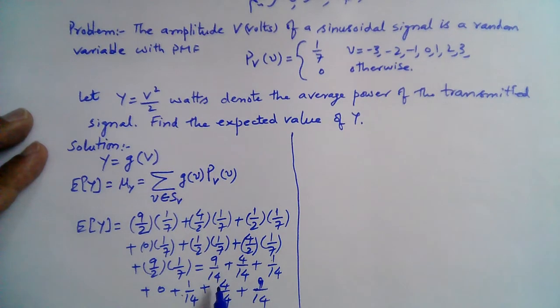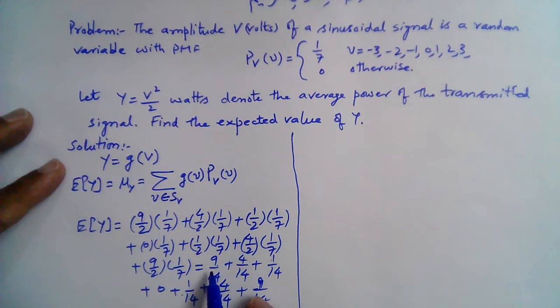So the denominator is the same, so it will be convenient to add just the numerators. So 9 plus 1 is 10, plus 4 is 14. This is 9 over 14, this is 4 over 14, and this is 1 over 14.